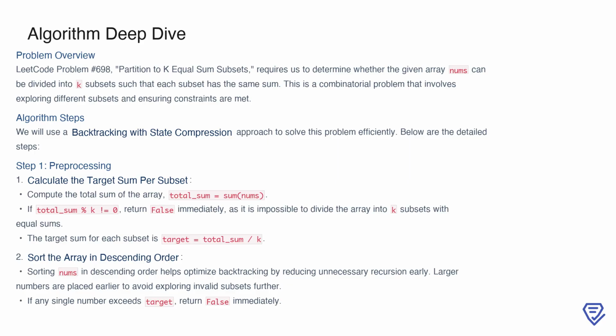First, we pre-process the input. The target sum for each subset is calculated by dividing the total sum of the array by k. If this division is not exact, meaning the total sum is not divisible by k, we can immediately return false because equal partitioning is impossible. Next, we sort the array in descending order. Sorting helps by placing larger numbers earlier, which can quickly invalidate configurations that exceed the target and reduce unnecessary recursion. If any single number in the array exceeds the target, we can also return false immediately, as no valid subset can include such a number.